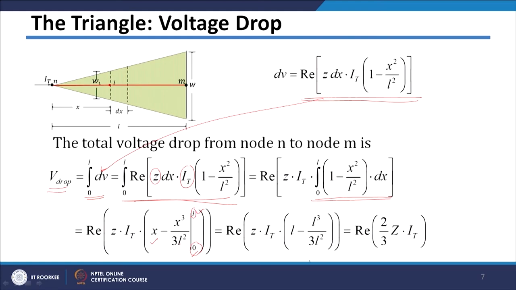So, basically it will be nothing but L minus L by 3. So, it will become 2 by 3, and there will be one L here which is multiplied by your Z, which will give me the total impedance. So, finally, this will be nothing but your total impedance, and the total voltage drop which is happening will be 2/3 Z multiplied by your IT.